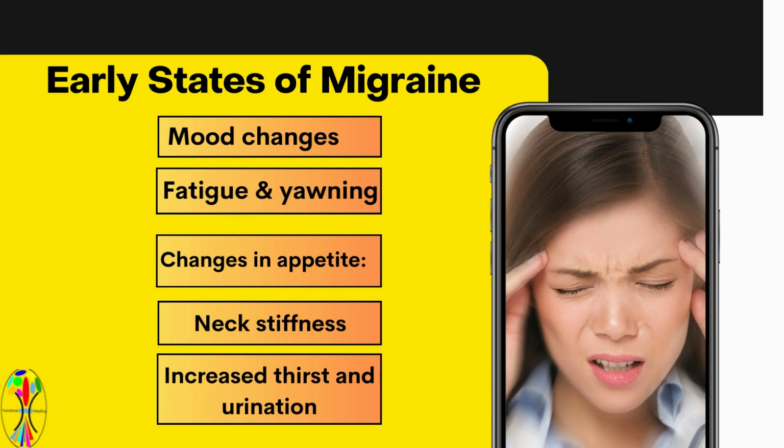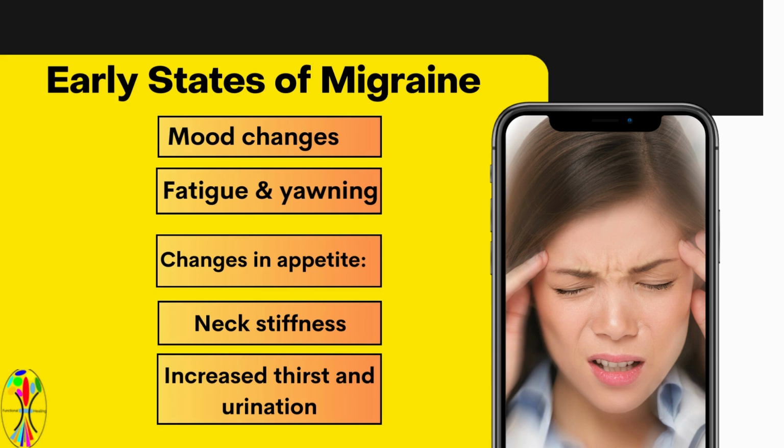So, what we now know is that there are certain early states of migraine. So we know that mood changes, particularly mood fluctuations and or mood swings, are seen during the phase before the headache. So the individual may feel irritable or anxious or depressed, or they may even have sudden shifts in emotions.